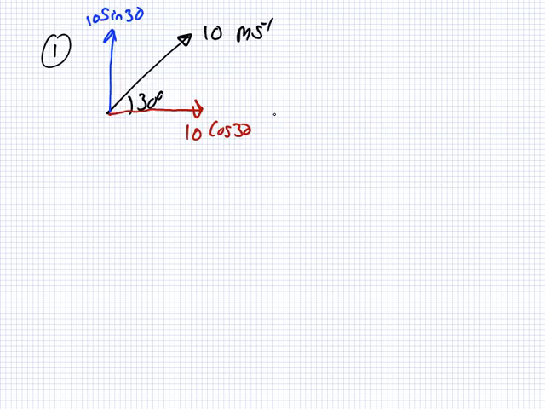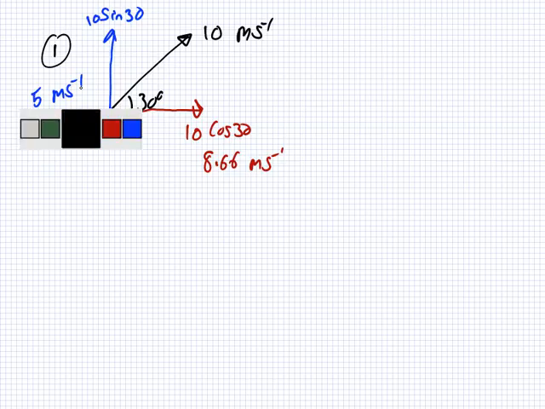10 cos 30, 5 root 3 if you want, or as a decimal, which I'll do it as a decimal, 8.66 meters per second, and then 10 sine 30 is 5 meters per second. So the answers are 8.66 and 5. I hope you got that one. Yeah. Number 2.